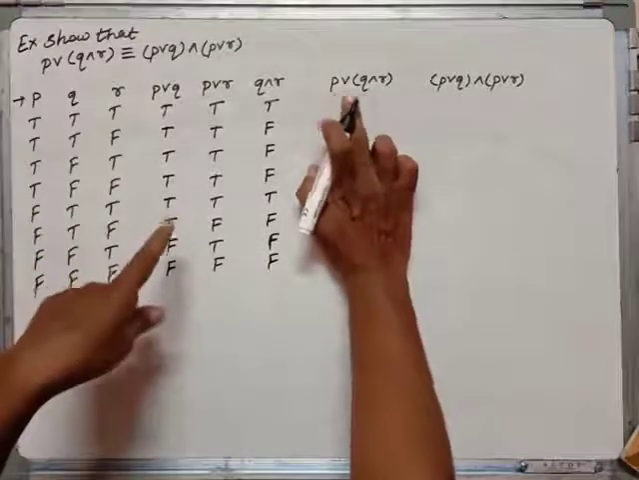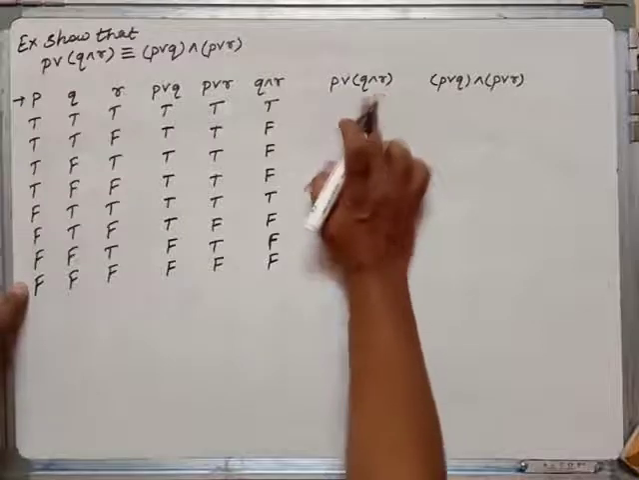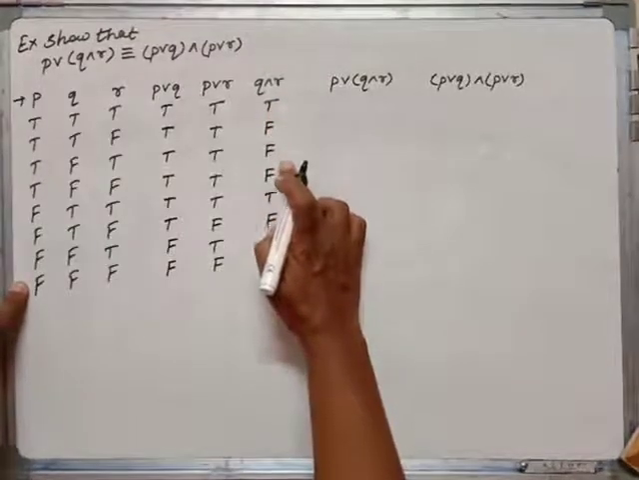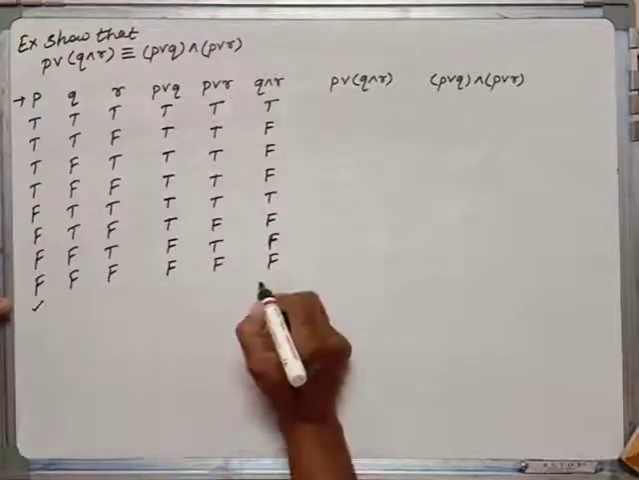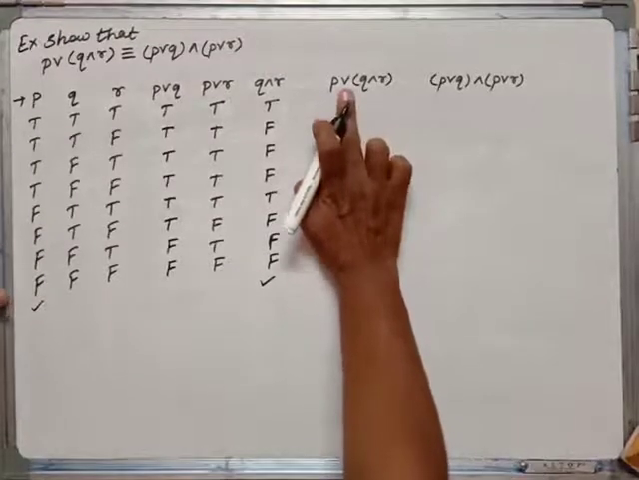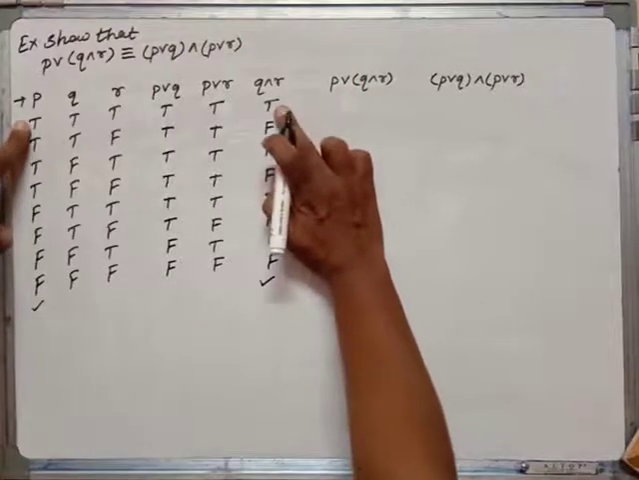Now P or (Q and R). Now P is here. Now Q and R is here. So these two columns we have to look. Now OR in between them. So OR is true when one of them is true. Otherwise it is false. So now look at them.